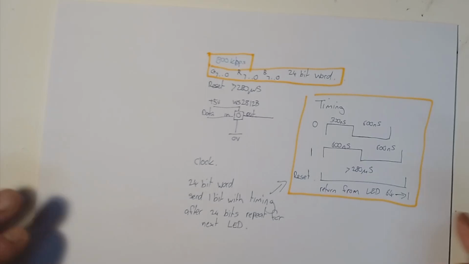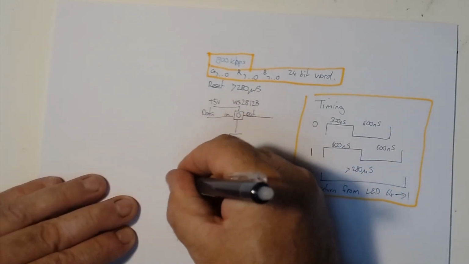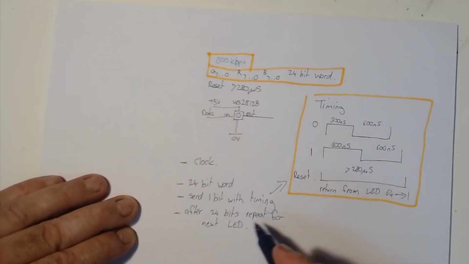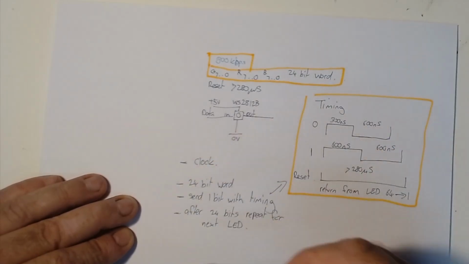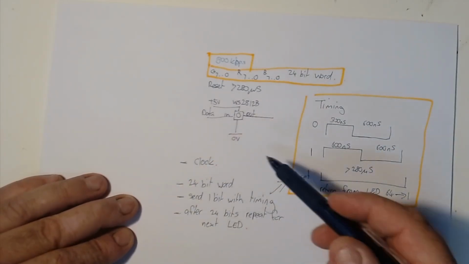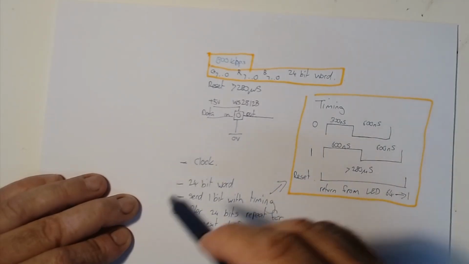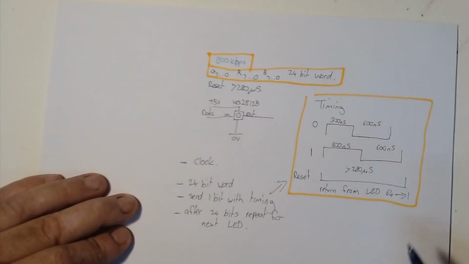Okay, I think that is probably enough for us to get started. We've got 4 major parts just to drive one LED, and then it'll be a case of repeating that same cycle for 64 LEDs, and then we can build that up to the 4 rows of 64.